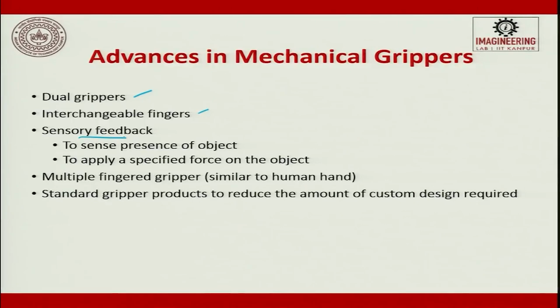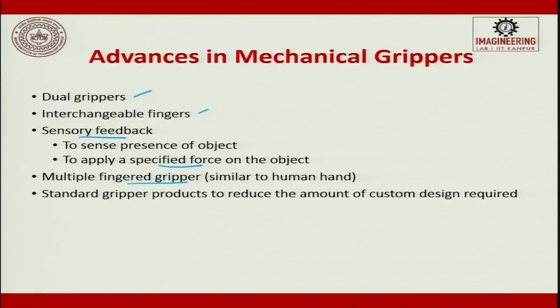Suppose the object itself is not there, they have an optical sensor, it detects no object there, it does not work. The second thing is, it tries to apply a load, and if it feels that there is slipping happening between the object and the gripper, then it will try to apply a specific force or increase the force to have a proper holding.